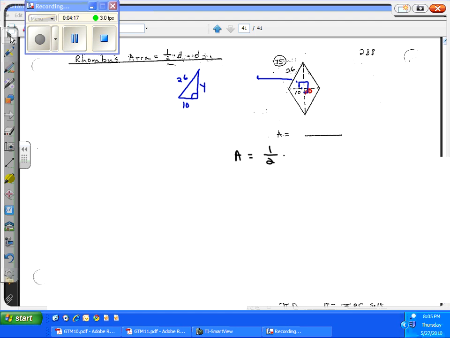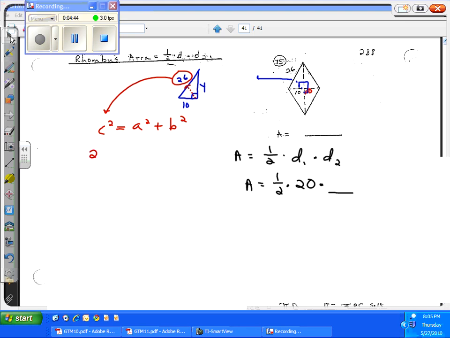So the area is 1/2 times diagonal 1 times diagonal 2. So area is 1/2 times diagonal 1, which is 10 and 10, which is 20, and it was the other diagonal we didn't know. In this right triangle, we have two sides, and we're looking for the third side, so we use the Pythagorean theorem. A squared plus b squared equals c squared, where the side across from the right angle is the hypotenuse c. So we put the hypotenuse c squared is equal to one of the legs, 10 squared, plus the other leg, which we don't know, we called it y squared.